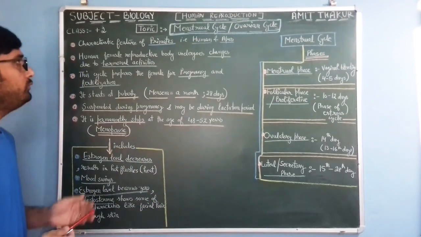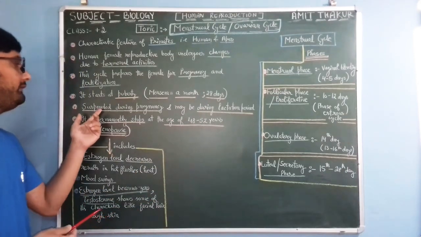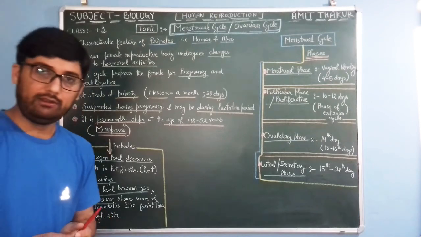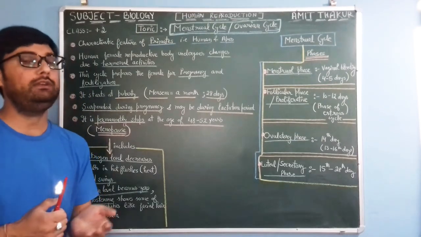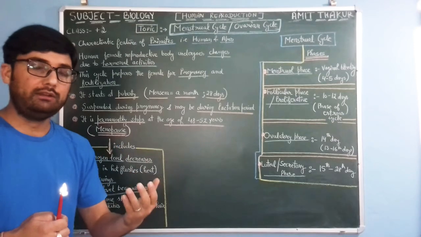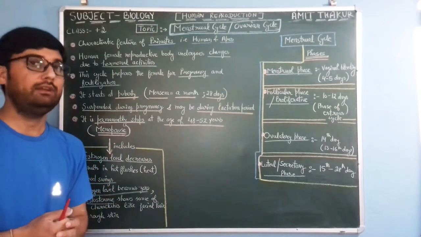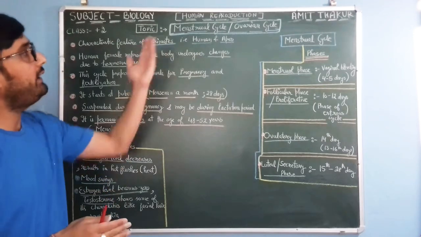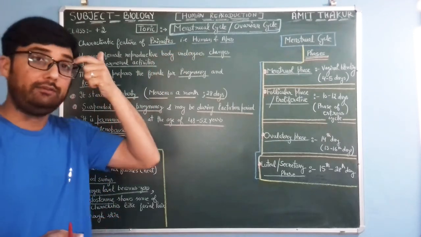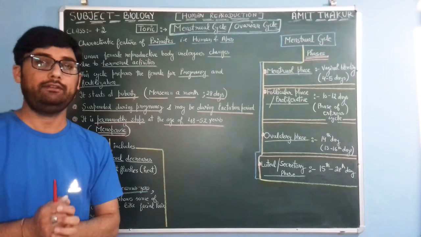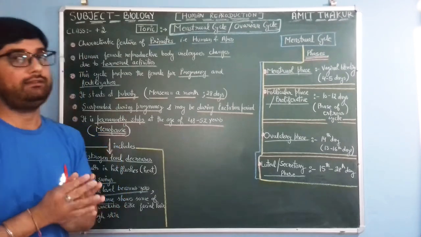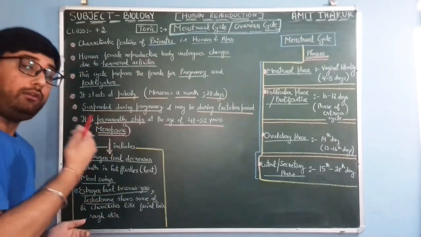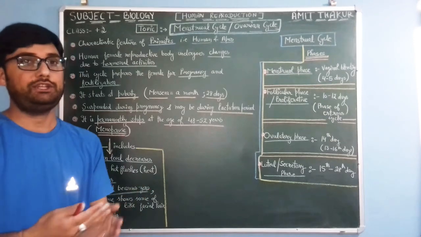This cycle is suspended during pregnancy because embryonic development takes place, and during embryonic development there is no need to run the menstrual cycle inside the female reproductive body. Hence, during pregnancy it is suspended, and it may also be suspended during the lactation period.